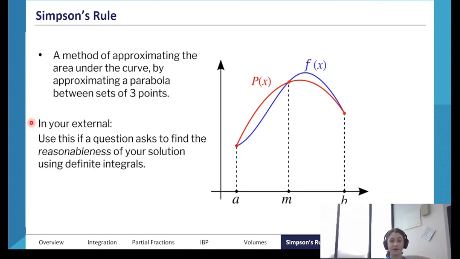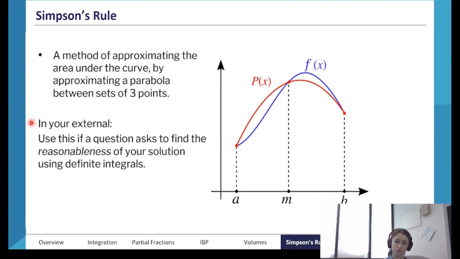I'm 95% sure the way that you're going to be asked to apply this in your external, and this is what I've seen doing all the past externals and mocks and everything like that, is to ask you to find the reasonableness of your solution using definite integrals. So, what you'll be given is a function, and you'll be asked to find the area underneath that function using definite integrals as part one of the question.